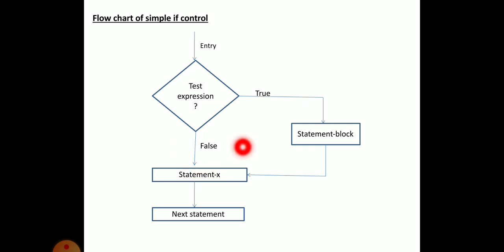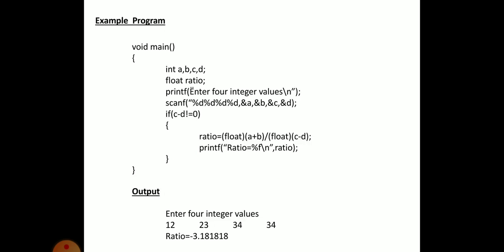In the flowchart, in either case, whether the condition is true or false, the next statement will be executed. If it is true, a set of statements will be executed, and if it is false, another statement will be executed. In either case, the next statement will be executed in the program. This is the flowchart for the simple if control. Let's see an example program.